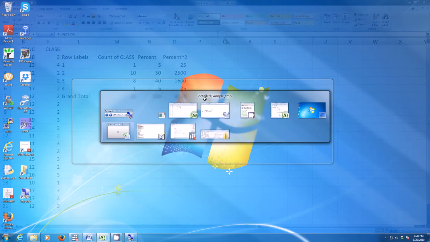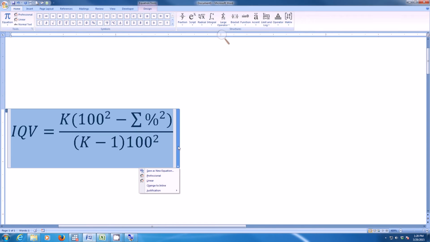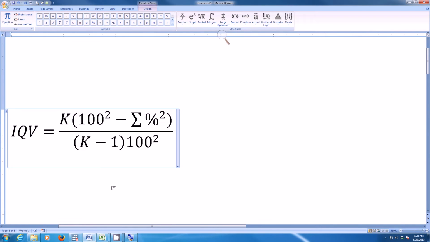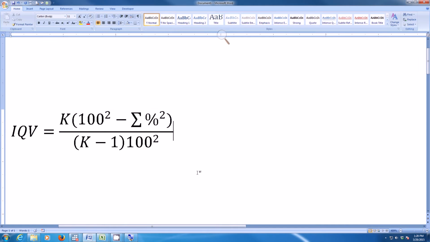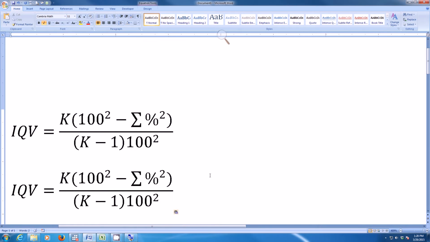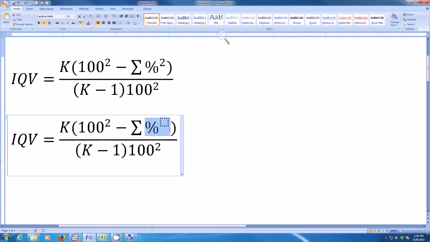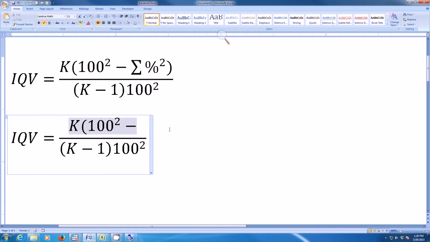And so if I go back to my Word document, if I just copy and paste this, to highlight the whole thing. There we go. Now I can plug in that sum of squared percentages. And so the sum of squared percentages turned out to be 4,150.